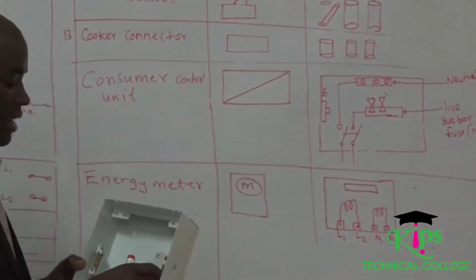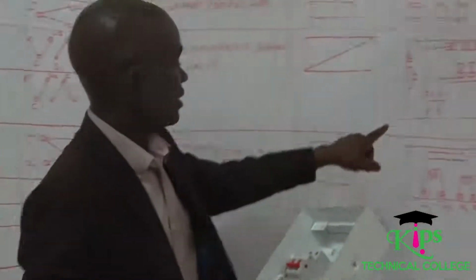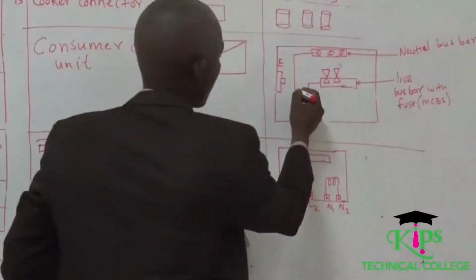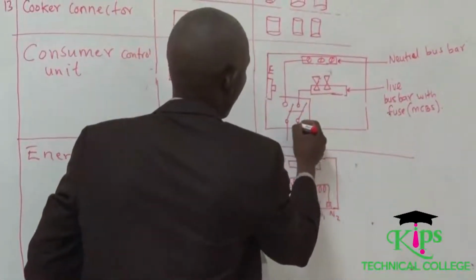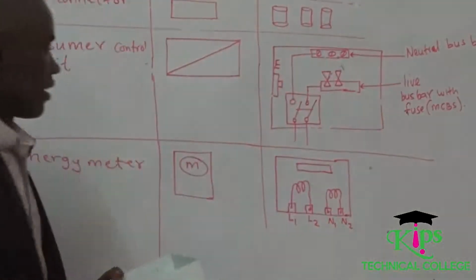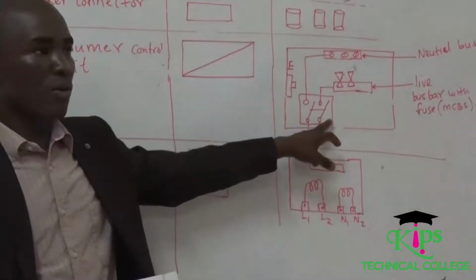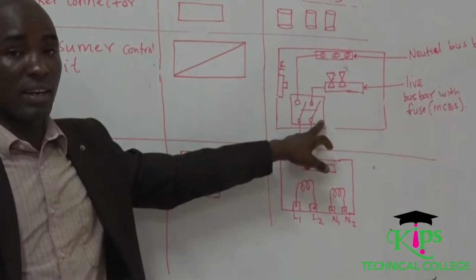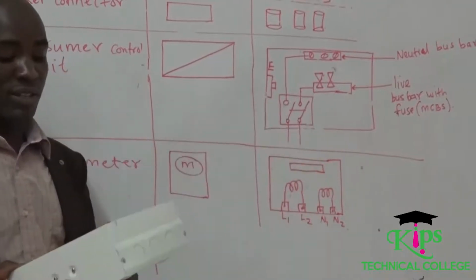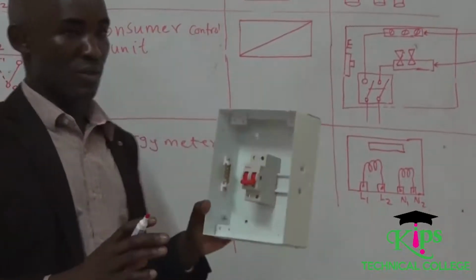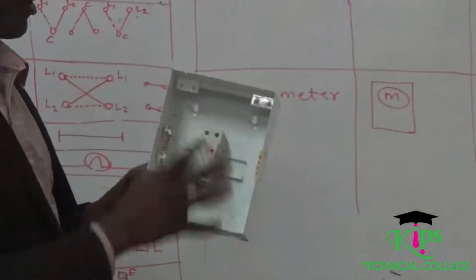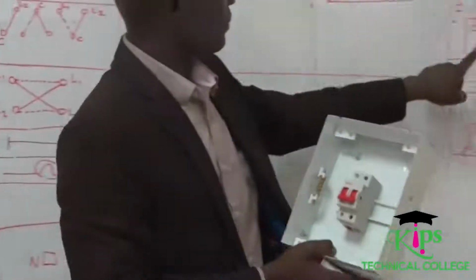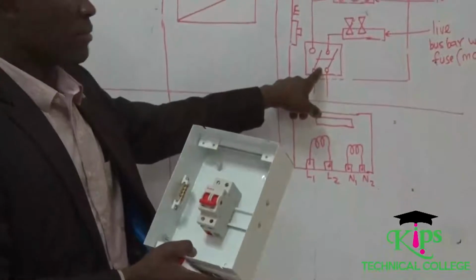We also have another thing here. This is the double circuit breaker. A double circuit breaker is something that you will commonly get in the consumer box. So the first thing you get is a double MCB.